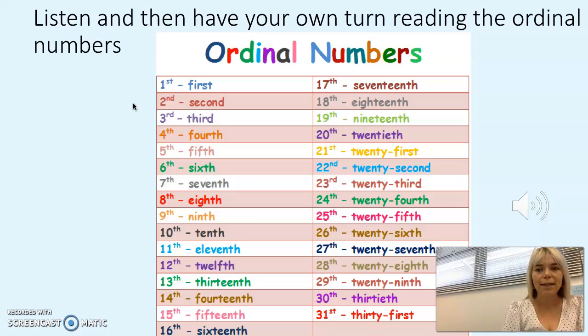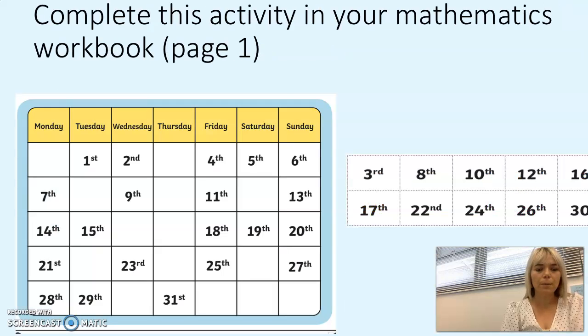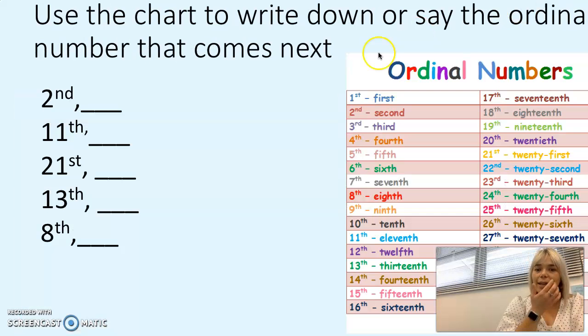All right, looking at the next screen. Listen and then have your own turn reading the ordinal numbers. Listen. All right, just going to shift the screen over a little bit. Use the chart to write down or say the ordinal number that comes next. First one, second. What comes next?